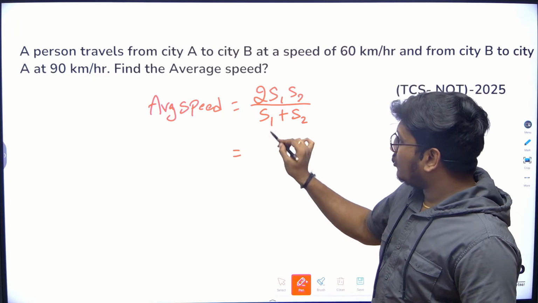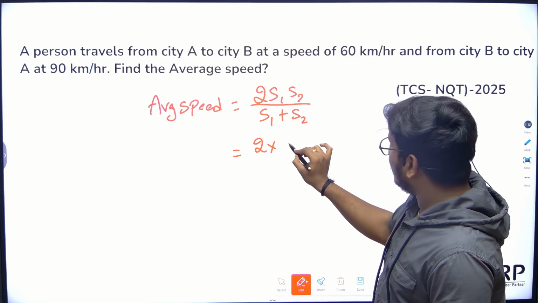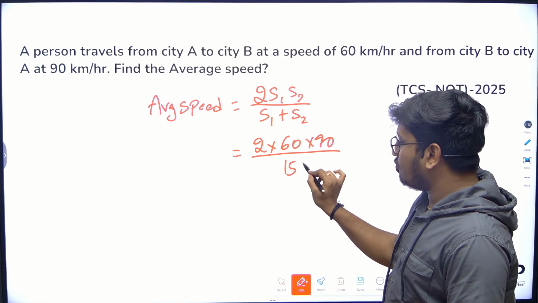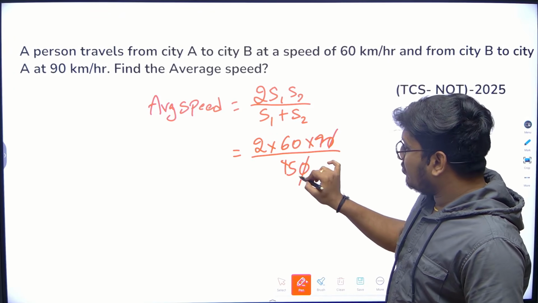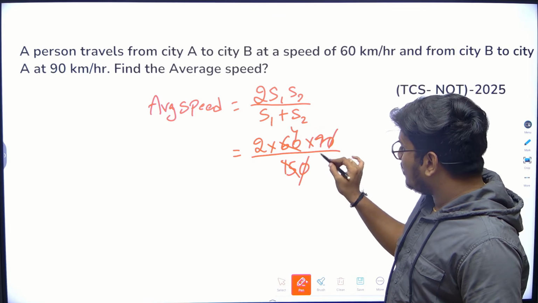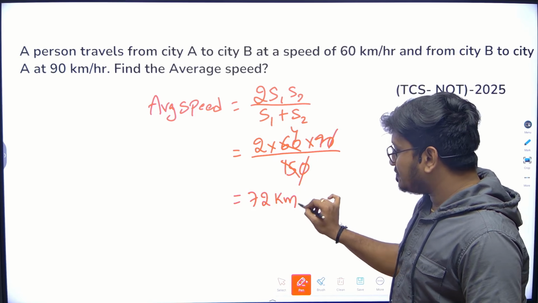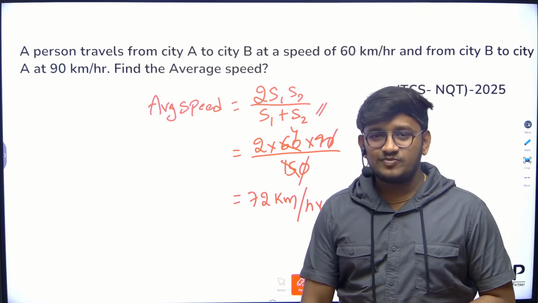Next, you just need to substitute the values. 2 into 60 into 90, divided by S1 plus S2, which is 150. The zeros get cancelled. 15 ones are 15, 15 fours are 60, 9 fours are 36, 36 twos are 72. So the average speed will be 72 kilometers per hour. The only thing you need to know is the average speed formula.